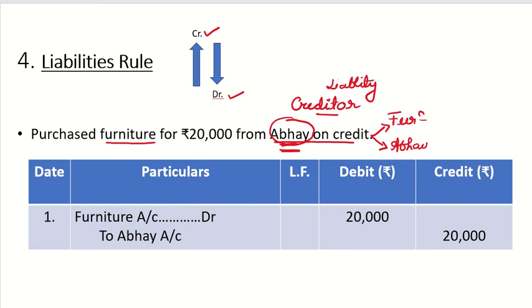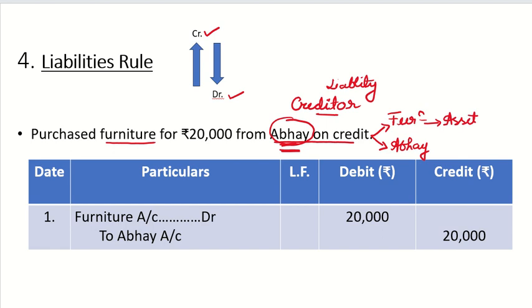Second account is what? Abhay's account, because he's a creditor here. They are purchasing the furniture on credit, which means the amount is still payable to him. When the amount is payable to a certain person, that person is known as the creditor of the business. So let's see what furniture is here. Furniture means the asset account is applied.